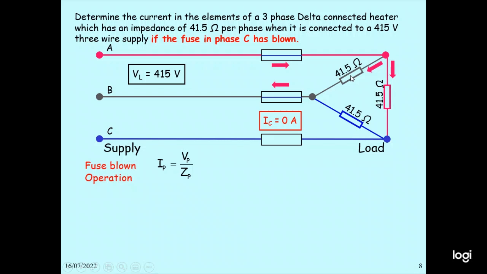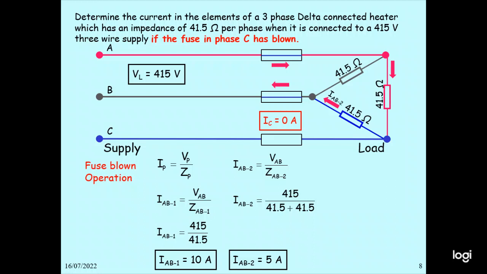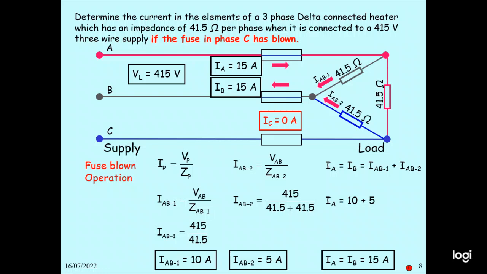So IB equals VB by ZB. We calculate that: IAB equals VAB by ZAB. So 415 divided by 41.5, you get 10 ampere. IAB1 is 10 ampere. IAB2 is going to be VAB by ZAB2. So we calculate 415 divided by 41.5 plus 41.5, and you get IAB2 as 5 ampere. Then I equals IB equals IAB1 plus IAB2. So 10 plus 5, you get 15 ampere.